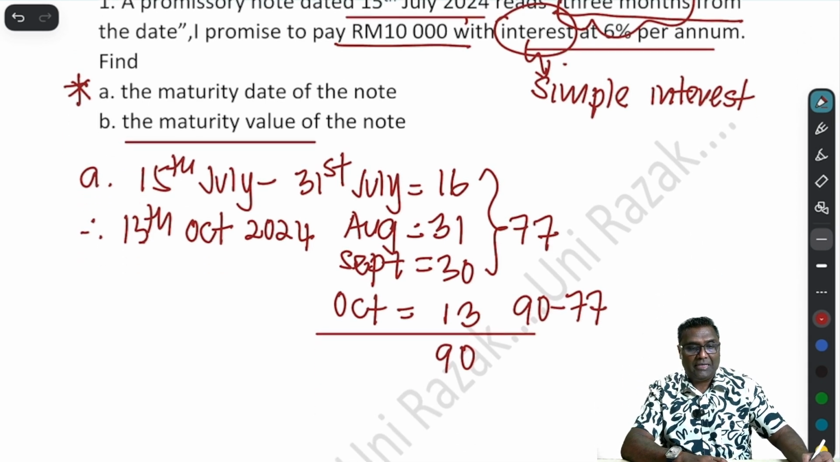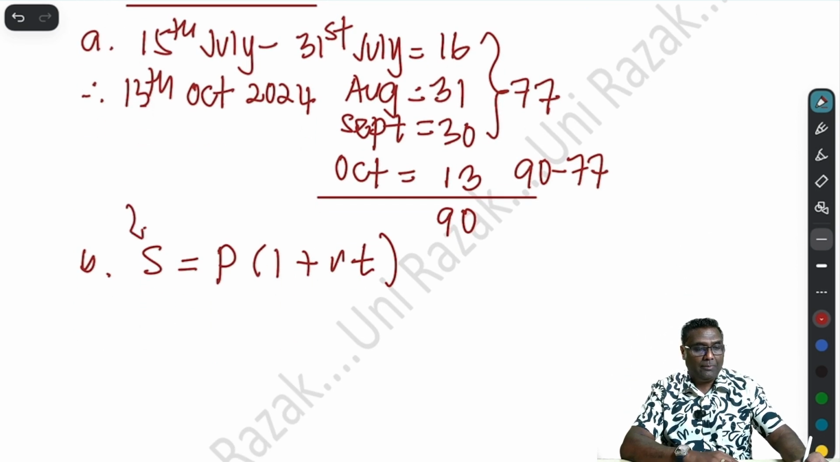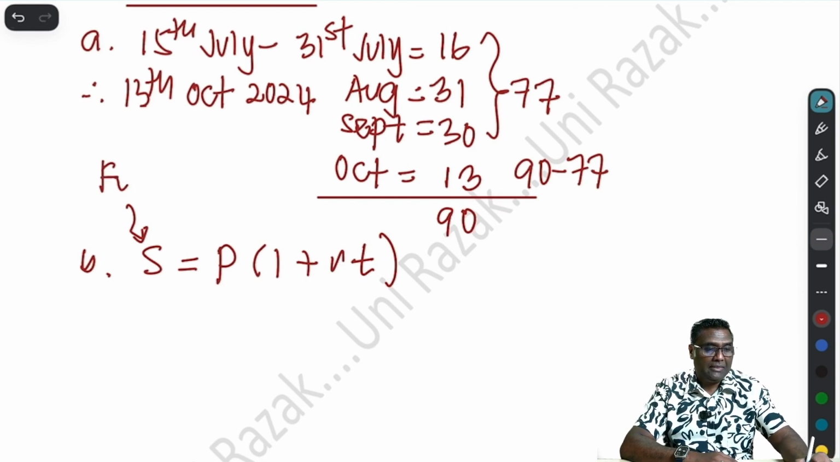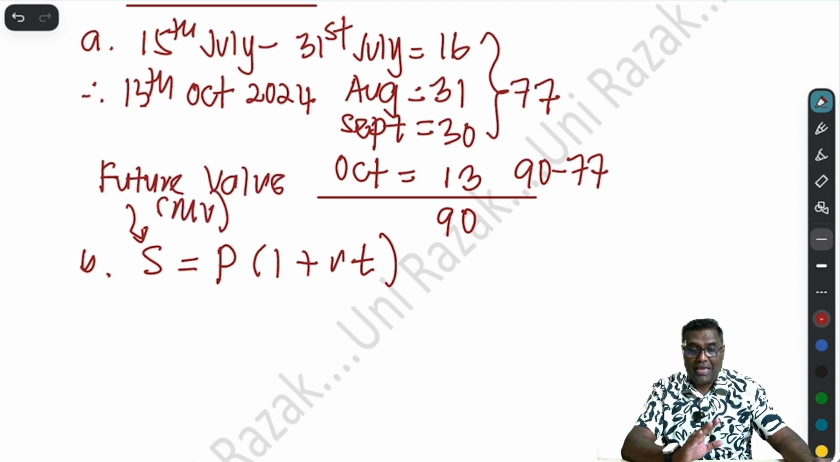Now I come to the next one. We call it maturity value. Maturity value uses the same formula that we applied for simple interest when I'm looking for the future value. When you want to find the future value, this is the formula we use. Maturity value also uses the same formula. The short form for maturity value is MV.